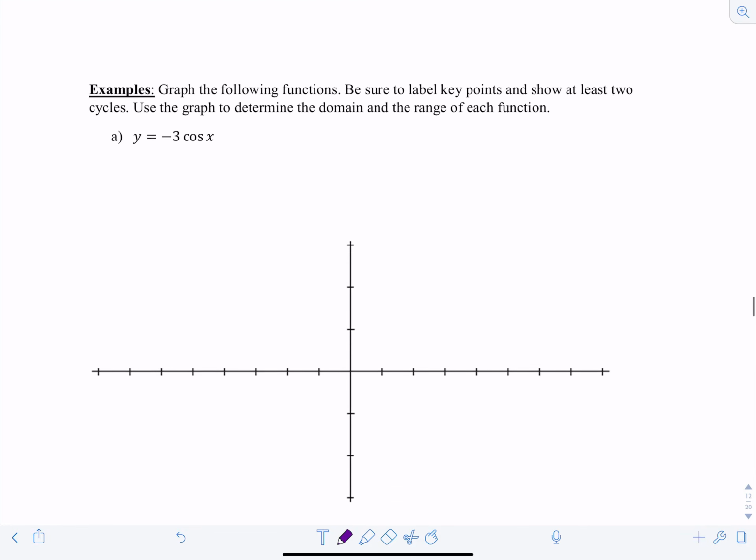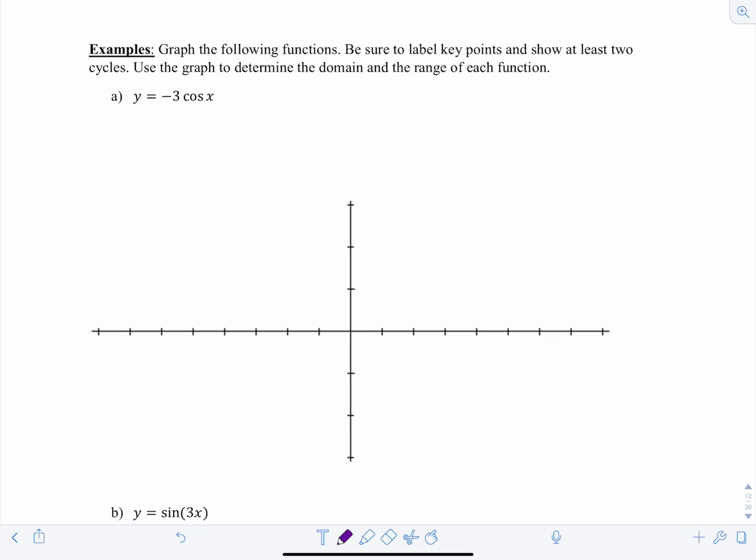Okay, so graph the following functions. Be sure to label key points and show at least 2 cycles. You know what? We're just going to do 1. 2 is overkill. And then use the graph to determine the domain and range. Oh, they asked for it. Fantastic. Okay, so here we go. A is equal to -3, right? A is the coefficient right here. So that means the amplitude is the absolute value of A, which is going to be +3.